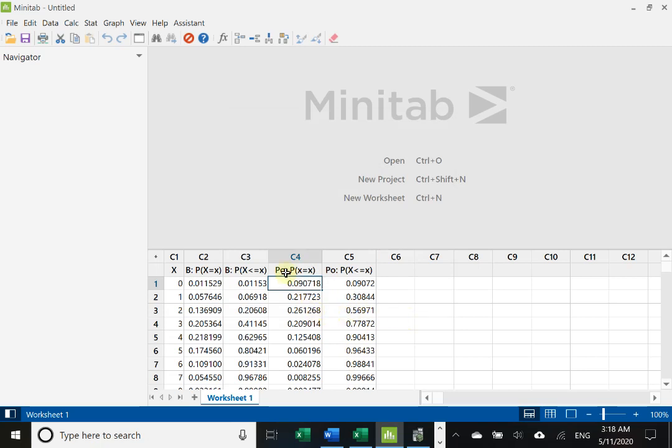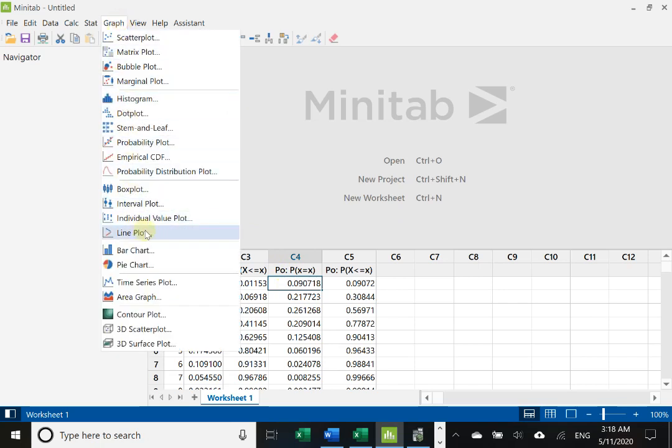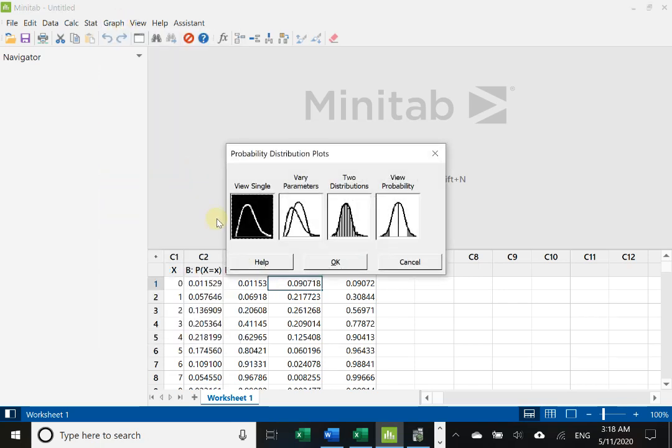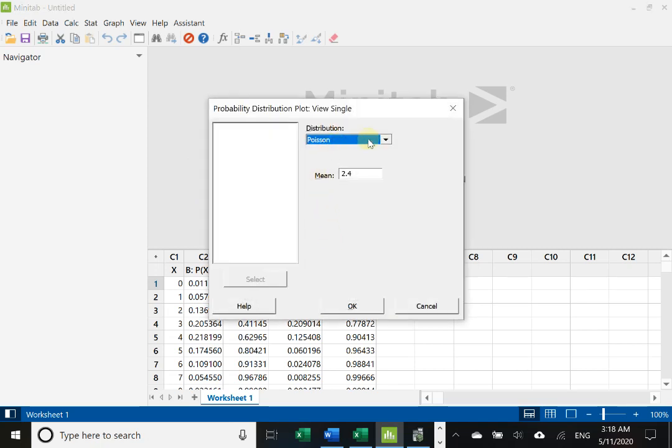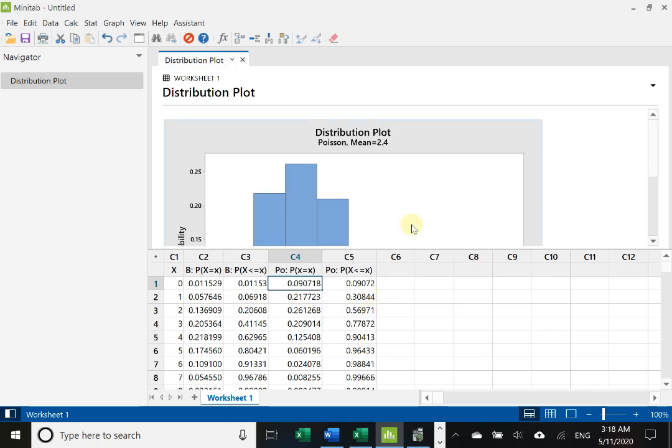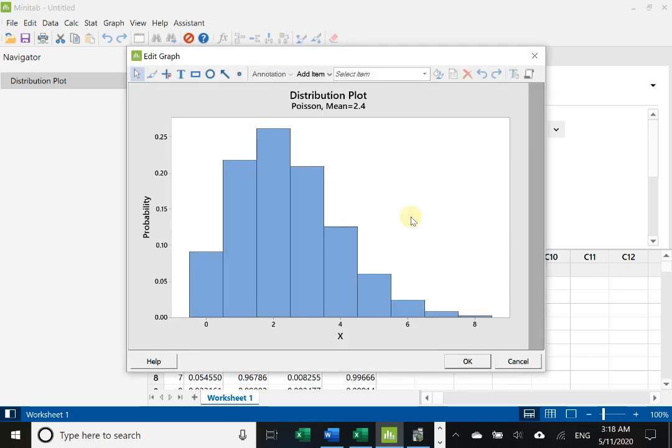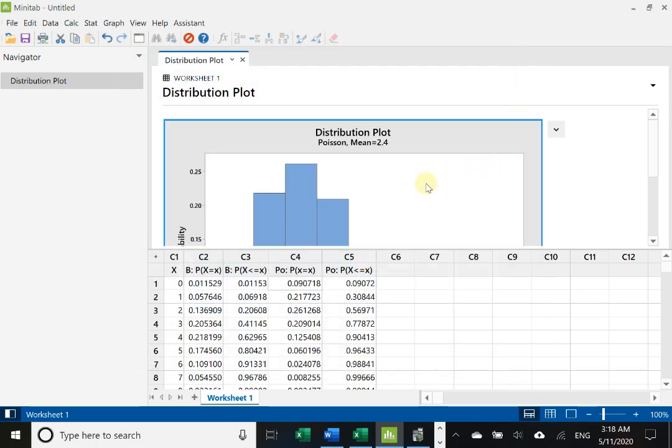If you want to see what the probability distribution looks like, you go to Graph, Probability Distribution Plot, View Single, OK. And the distribution is Poisson. The mean is 2.4. Hit OK. And there you go. This is your Poisson distribution, the one that I had in my notebook. X this out.